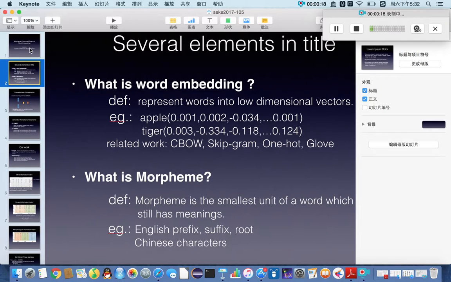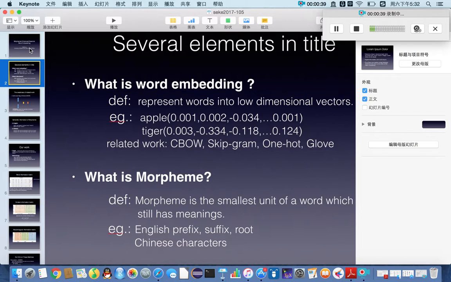The definition is that word embedding is to represent words as low-dimensional vectors, like the following examples: the apple and the tiger. There are some very famous related works like Sable, seke2017, One Hot Representation, and GloVe vectors.